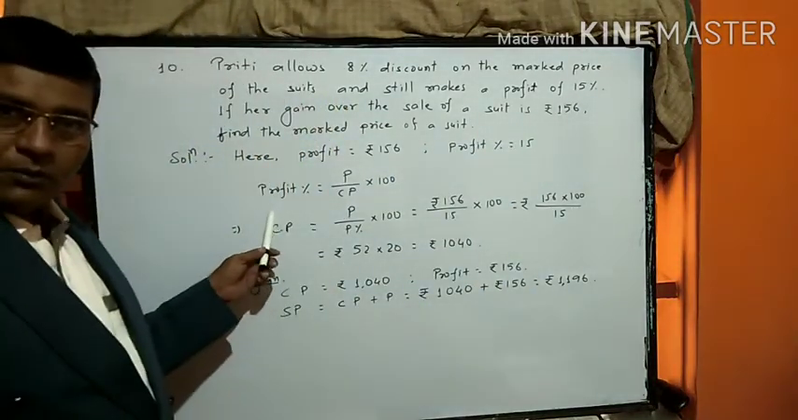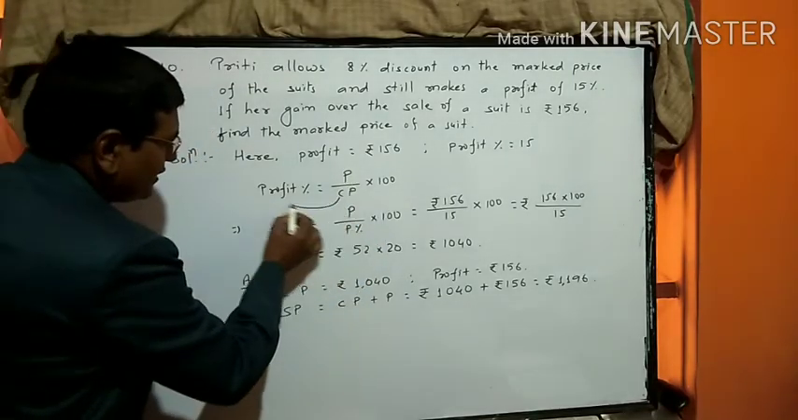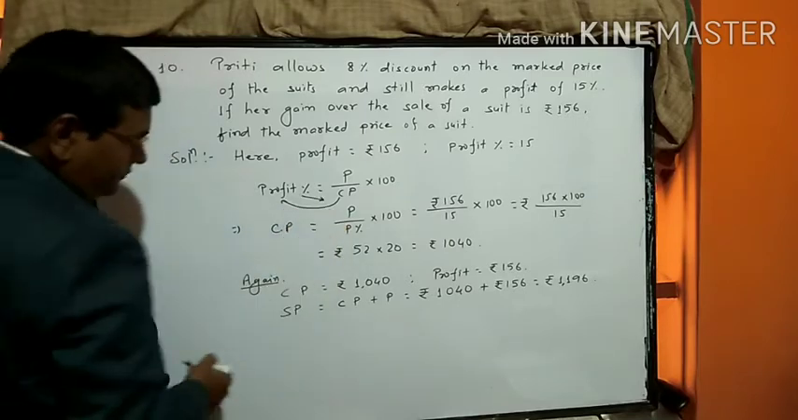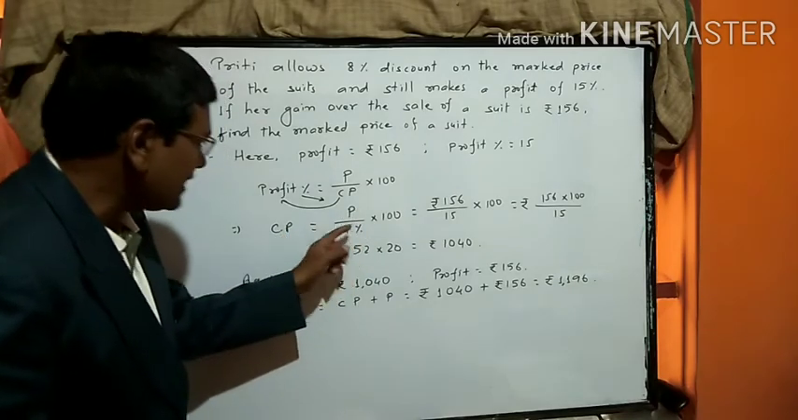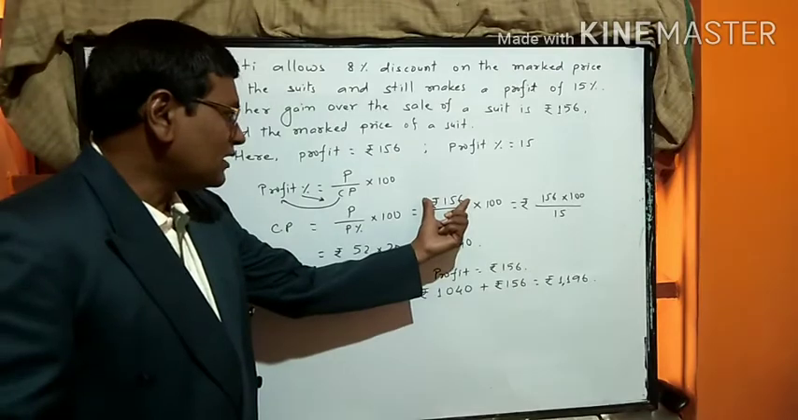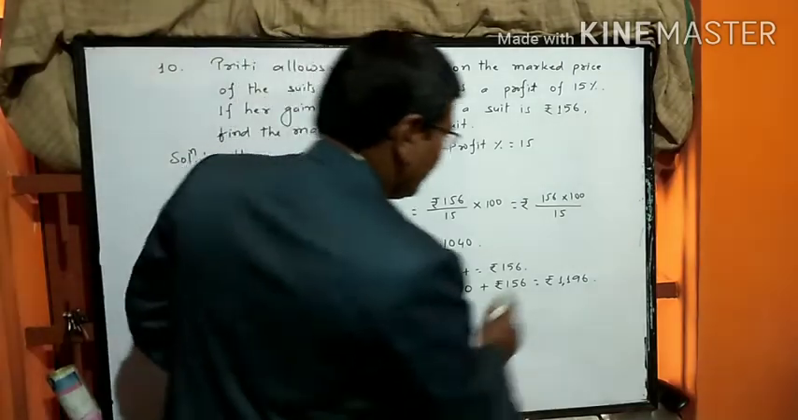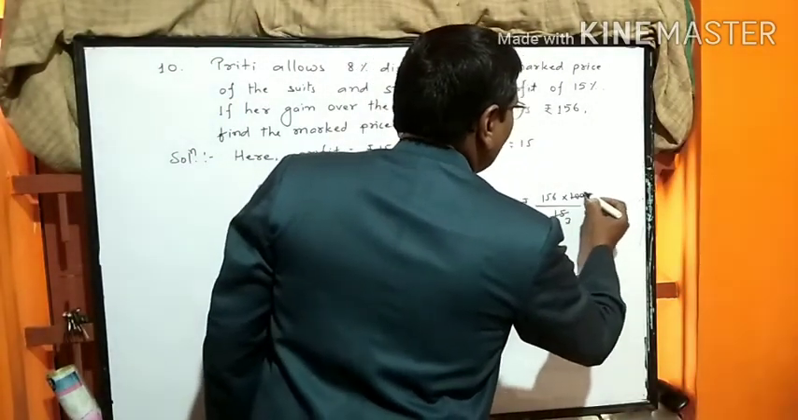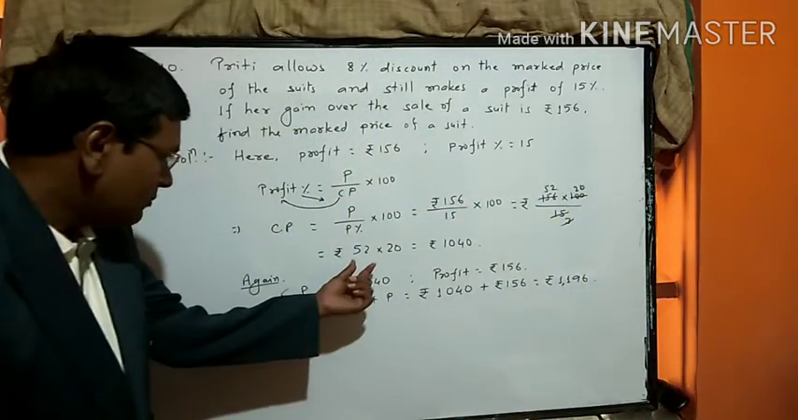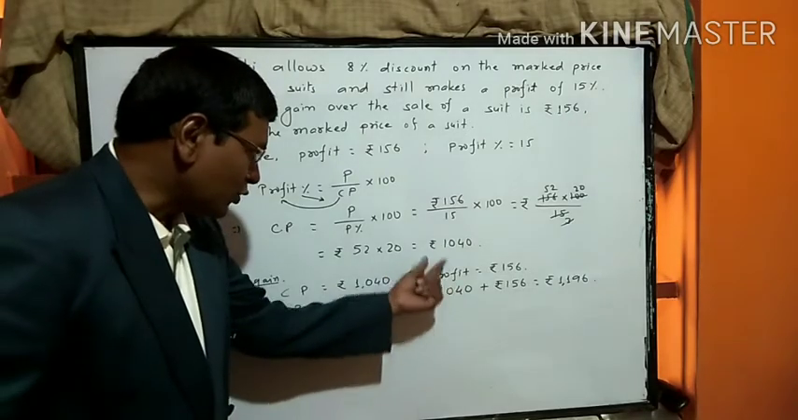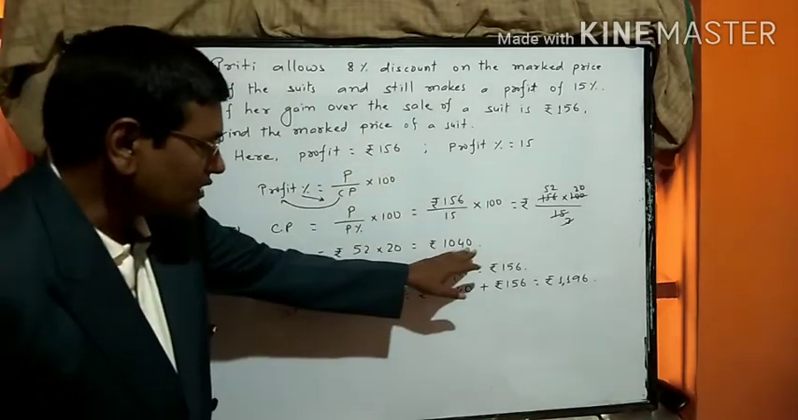Now you know the formula of profit percent. Profit percent equal profit by CP into 100. Take this CP here and profit at the place of CP. So you find CP equal profit by profit percent into 100. Profit 156, profit percent 15 into 100. Divide it. 5 3 ja, 5 2 ja, 5 0 ja, 3 1 ja, 3 5 ja, 3 2 ja. 52 into 20, 1040, rupees 1040. Cost price of the suit is rupees 1040.